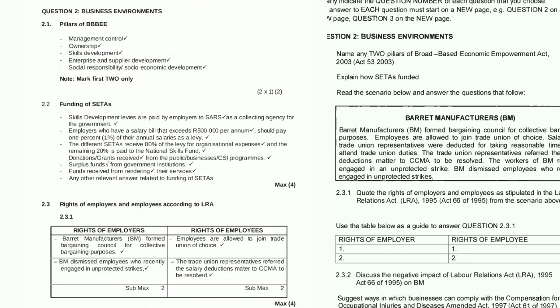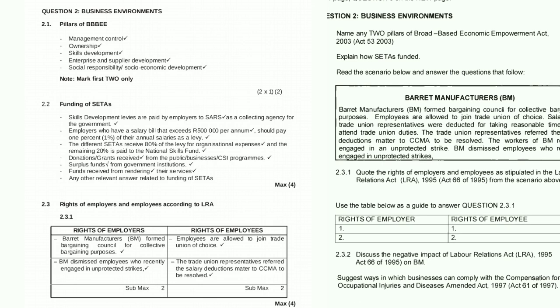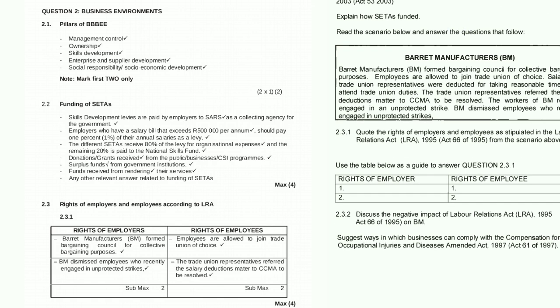Rights of employee. So now we are done with employer, guys. We are going to rights of employees. Those were the rights of the employer. Employees are allowed to join trade unions of choice. They are allowed to do that. The trade union representative referred the salary deductions matter to CCMA to be resolved. That's also a right of the employee.